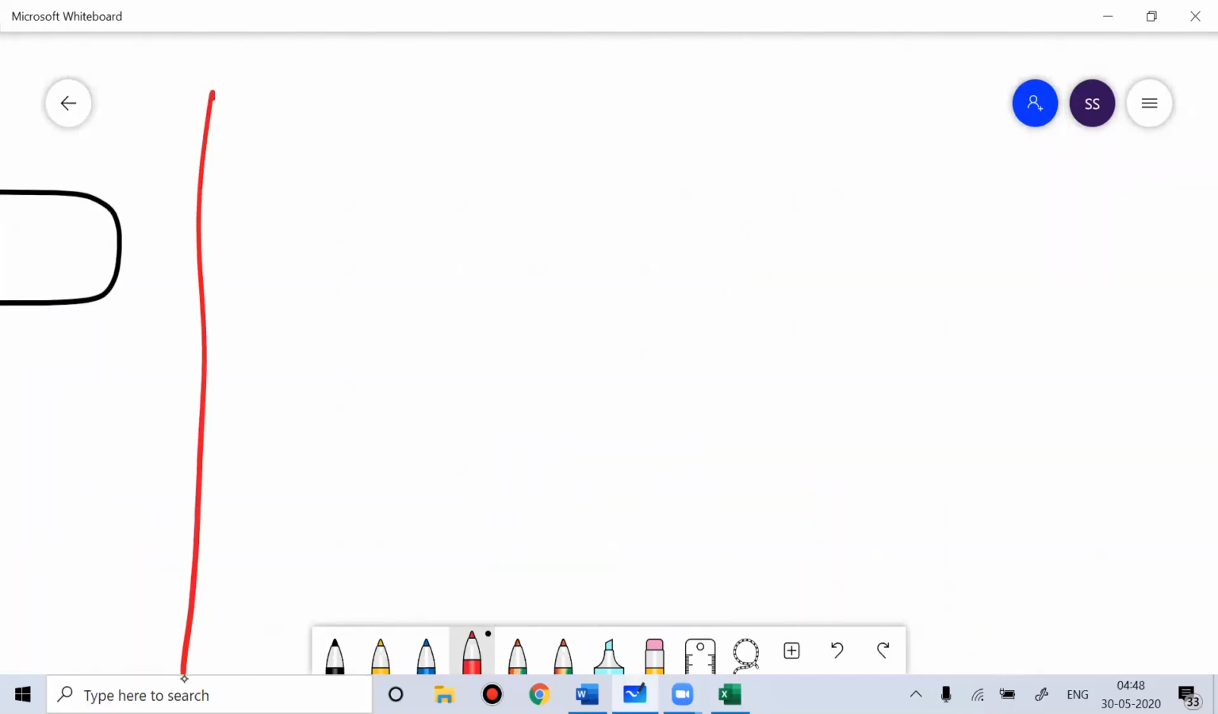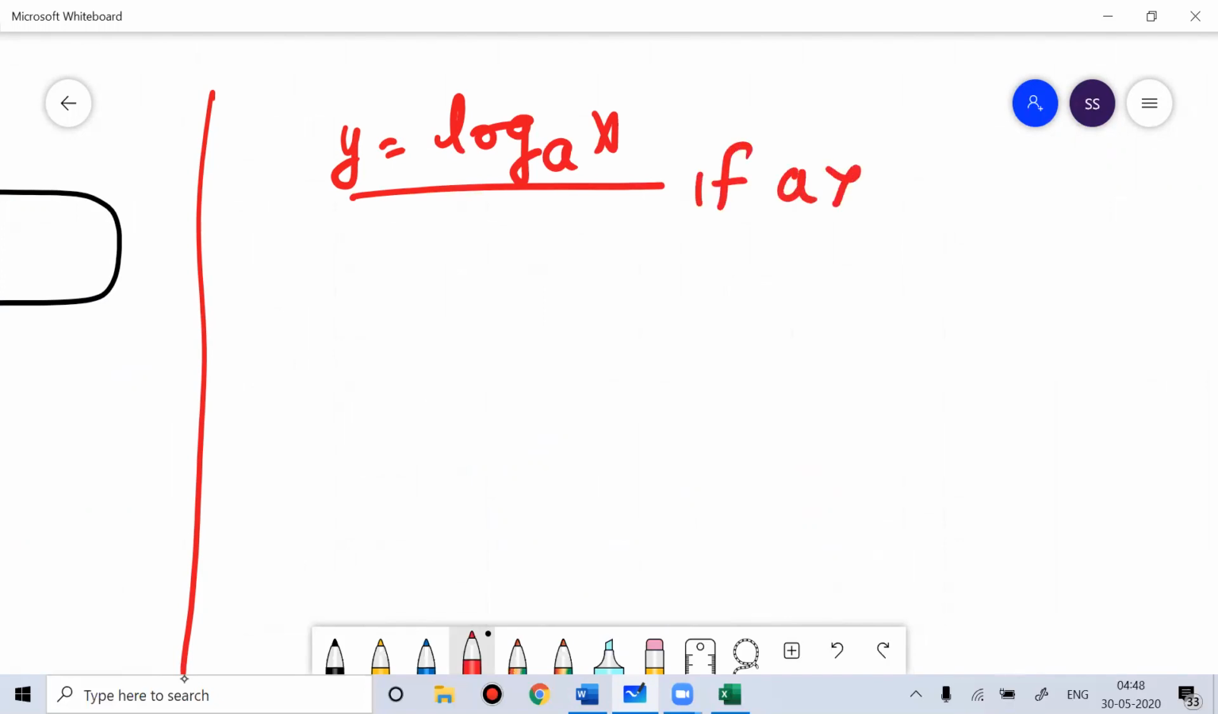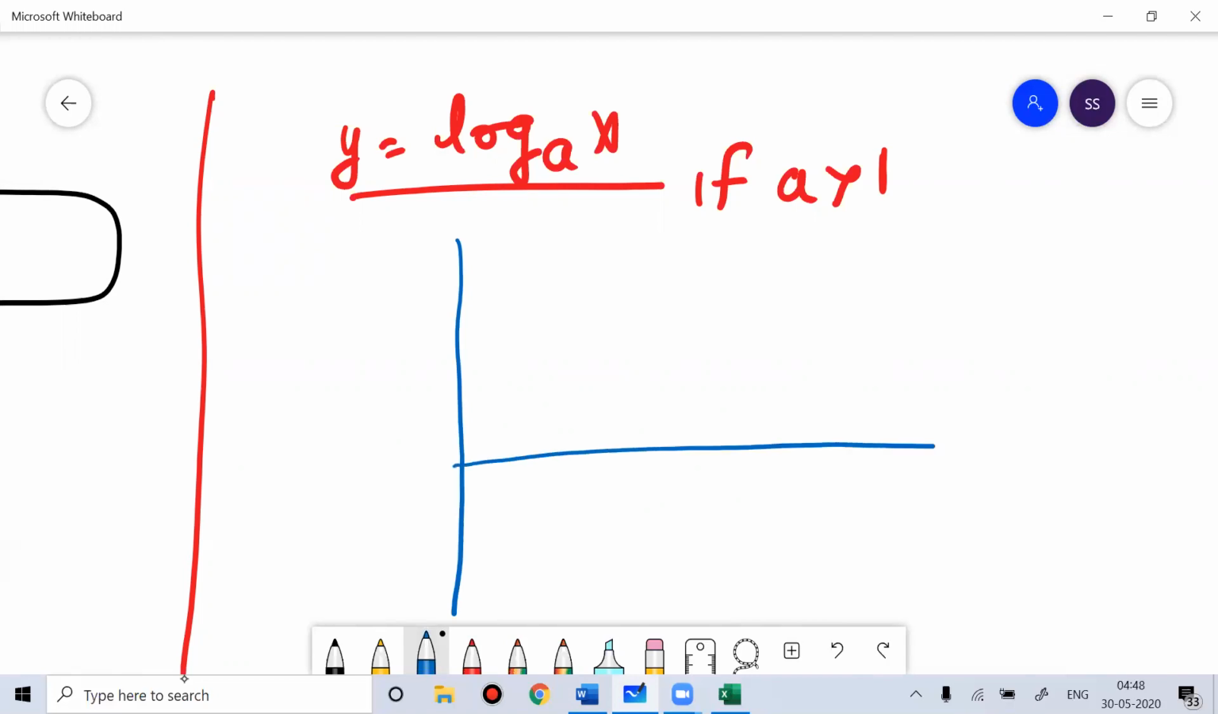If you have basic knowledge of characteristic and mantissa, based on that I can plot the graph of y equals log base a of x, where a is greater than 1. You know very well that whenever you find the value of log, you cannot find the log of a negative number.